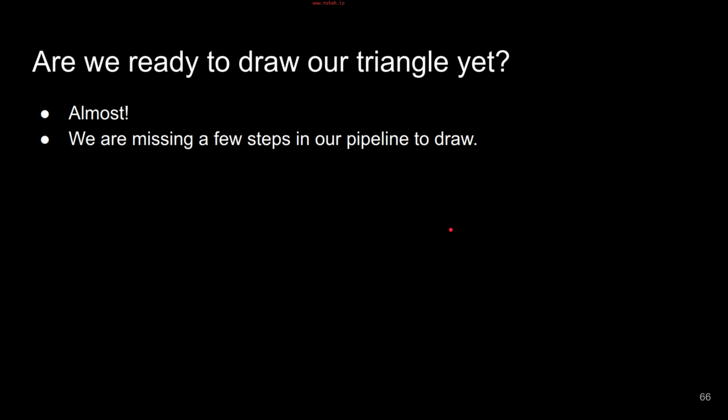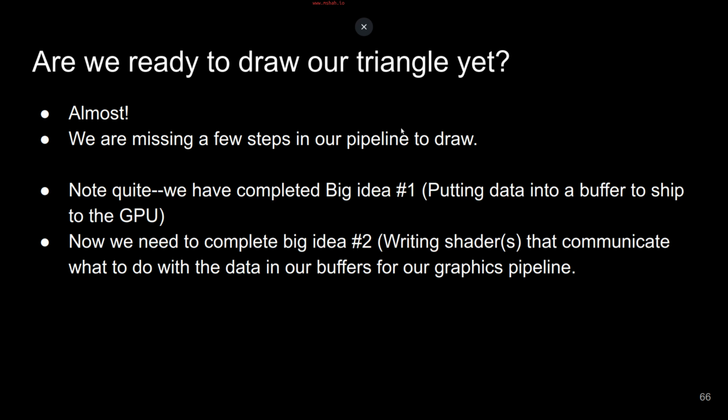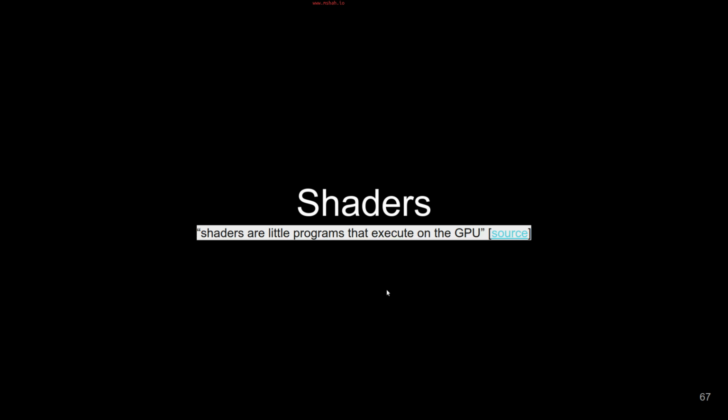Are we ready to draw our triangle yet? Well, almost. We have all of our data populated, right? We've populated the buffer, but we haven't communicated what our pipeline is. Let me add some notes here that we're not quite ready because we've completed big idea number 1, which is just putting data into a buffer to ship to the GPU. And now we need to complete big idea number 2, which is to write a shader that communicates what to do with the data in our buffers for our graphics pipeline.